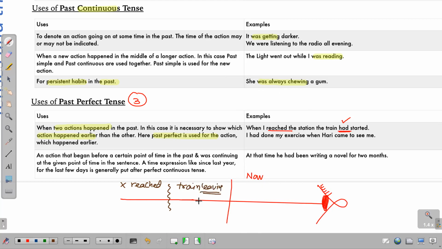Right? So now according to this, if I would have used "the train had reached the station", this would have been at this timeline, which is logically wrong. Why? Because actually the train left earlier than your reaching. So actually these two actions should be swapped, because here you are trying to say that the train had started when I reached the station. So the train started first in the timeline, and then you reached.